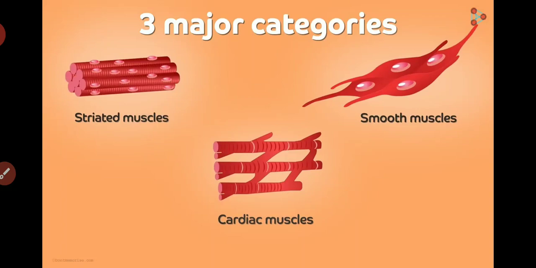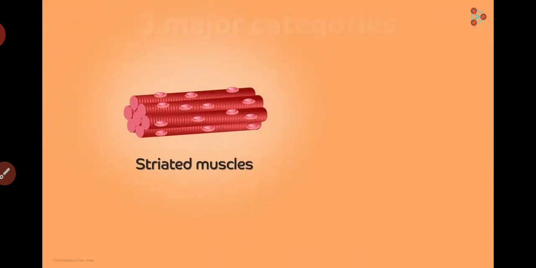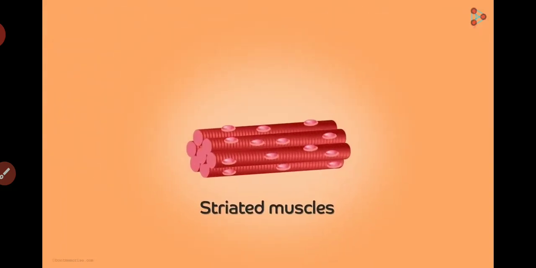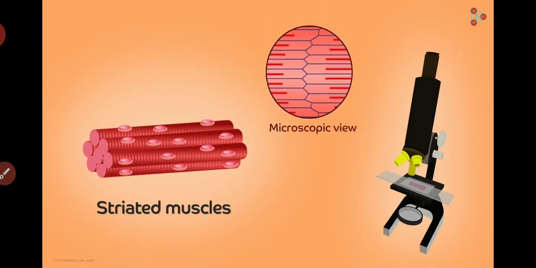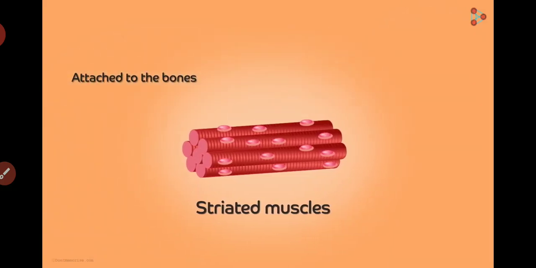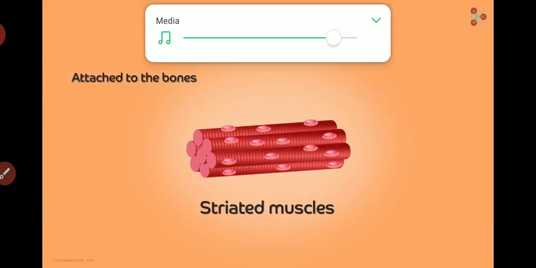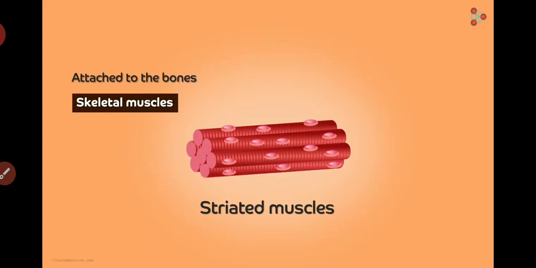Let's have a look at each type. The first one is called striated muscles. Now, as the name suggests, striated means when we stain this tissue and observe it under the microscope, it exhibits striations in the form of alternate light and dark bands. Where do we find this type, by the way? We find these striated muscles attached to the bones. Hence, they are also named the skeletal muscles.